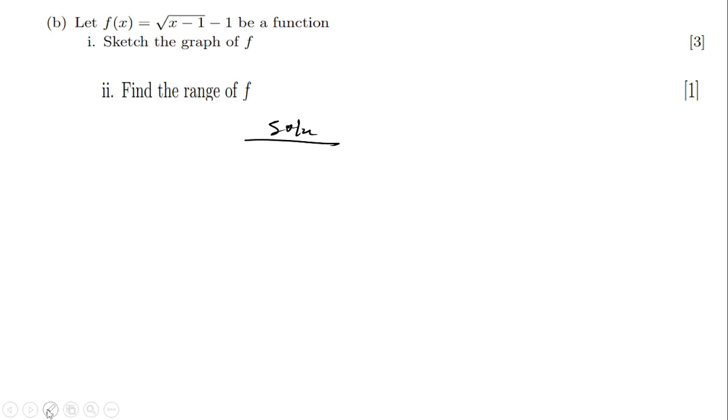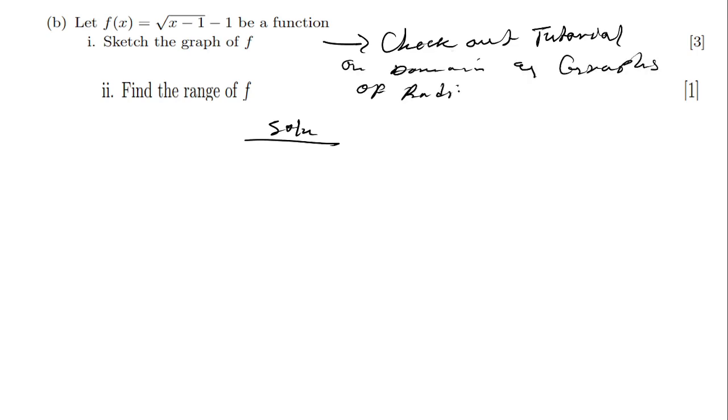So for the secret of this question, check out the tutorial class on domain and graphs of radical functions. Go and check out these classes. There are about 2 or 3 of them. I'll send the links.